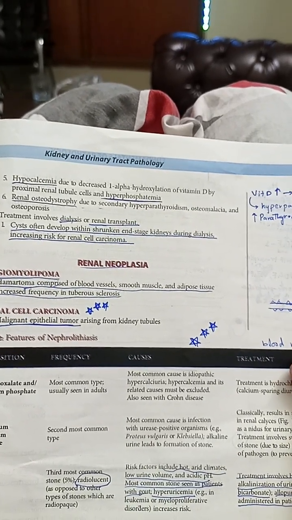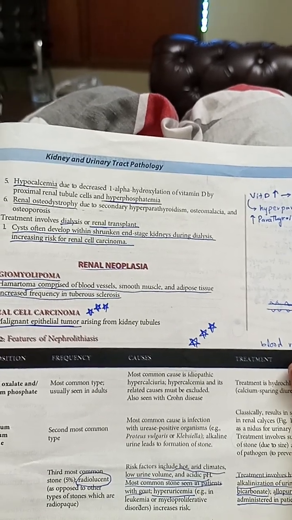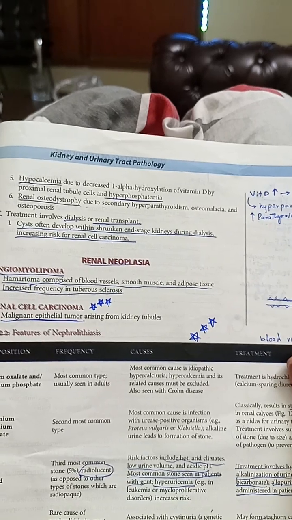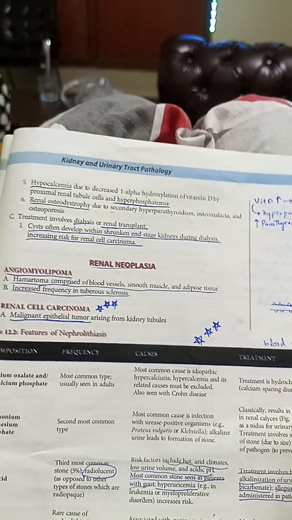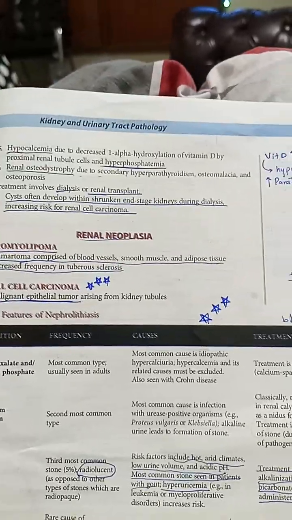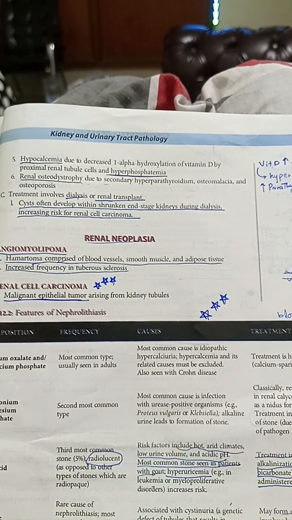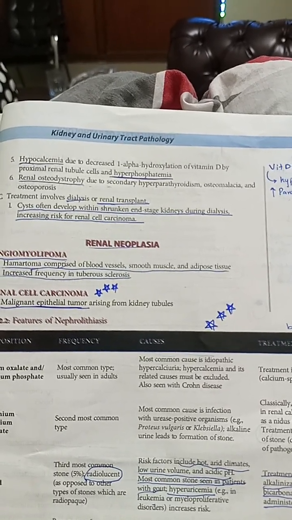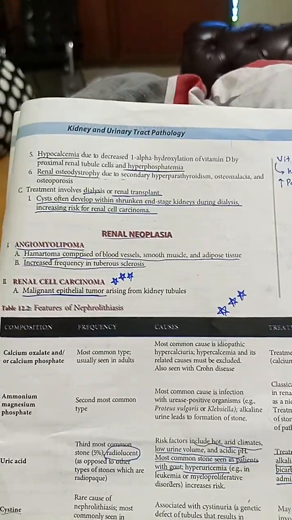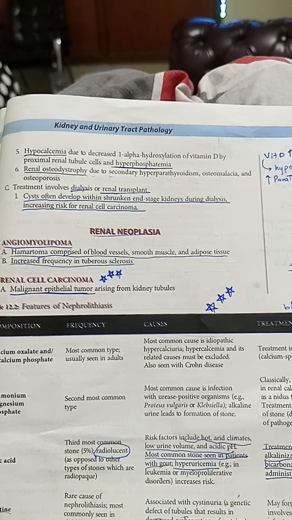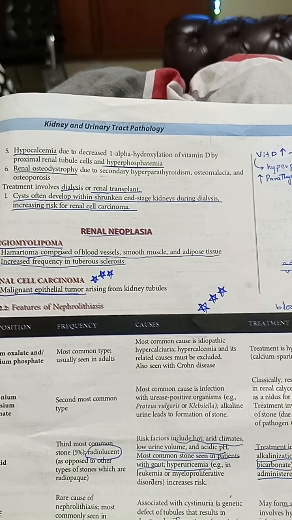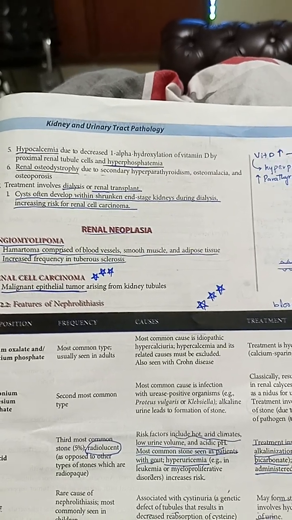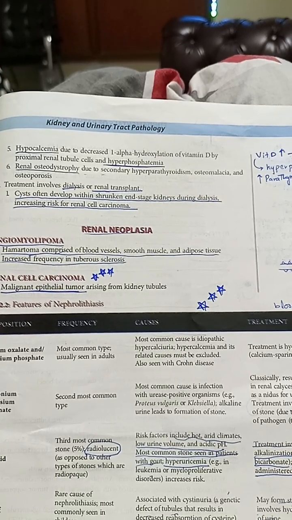Renal osteodystrophy due to secondary hyperparathyroidism, osteomalacia, and osteoporosis. So another thing is renal osteodystrophy. Osteodystrophy will occur due to secondary hyperparathyroidism. Because of hypocalcemia, the parathyroid gland will activate, and the function of the parathyroid gland is to extract calcium from the bone into the blood, so it will cause secondary renal osteodystrophy, which is called osteomalacia and osteoporosis.